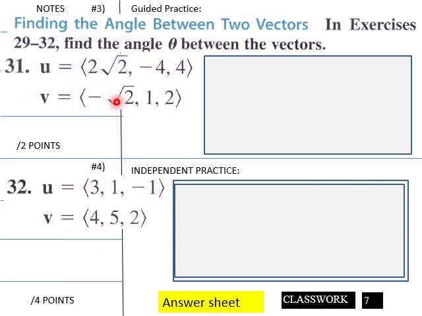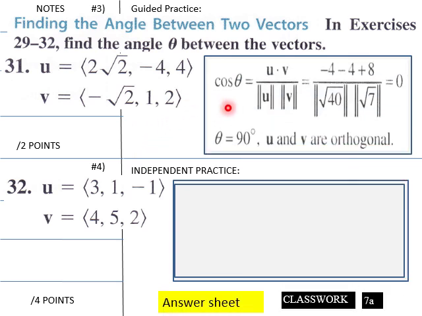Since this is on u, pay attention up here. So cosine theta equals u times v over magnitude u, magnitude v. And when we do this, we have negative 4 plus 8, which would be our u times v in this situation here.